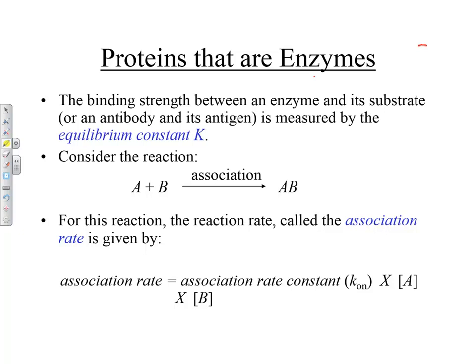But remember, the reaction can go in both directions. The reaction going this way is proportional to the concentration of these two, so it will be some constant times the concentration of A times the concentration of B. The reaction going in the reverse direction, AB becoming A plus B, will be proportional to some other constant times the concentration of the reactant, in this case AB. And at equilibrium, the association rate will become equal to the dissociation rate, when the concentration of AB stays the same and does not change.